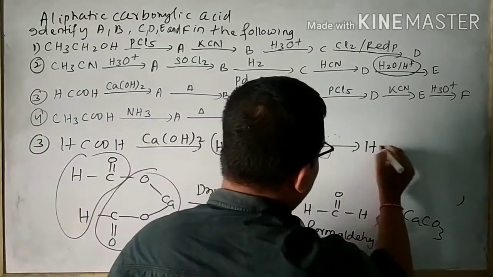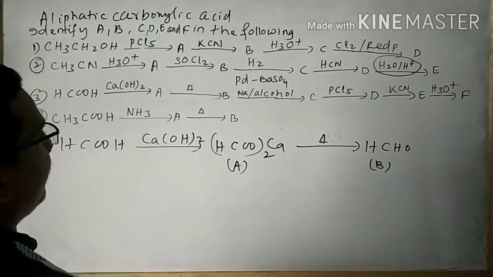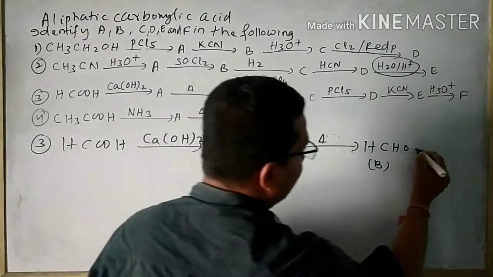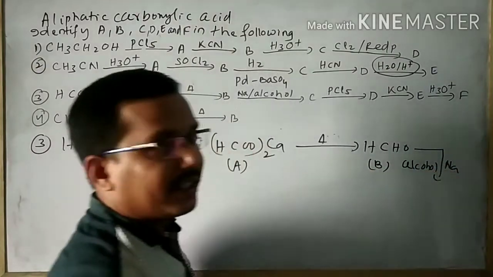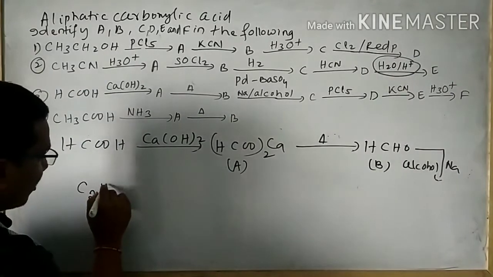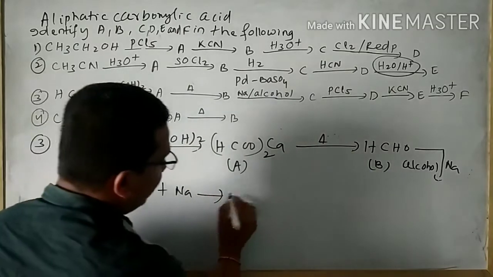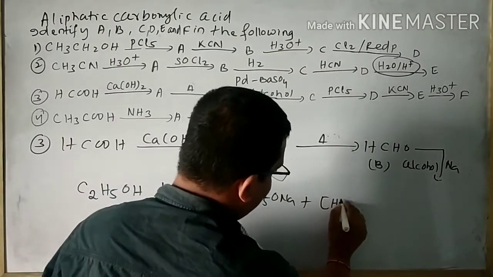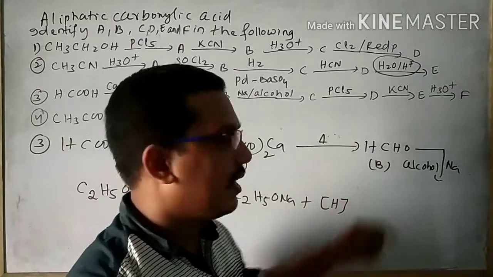So we can write HCHO. This is the B product. Now product B is subjected to reaction with sodium in the presence of alcohol. Sodium and alcohol act as a reducing agent. It gives nascent hydrogen. Suppose we take an alcohol C2H5OH. When it reacts with sodium, sodium ethoxide, C2H5ONa, is formed with nascent hydrogen, and this nascent hydrogen helps to reduce the formaldehyde.